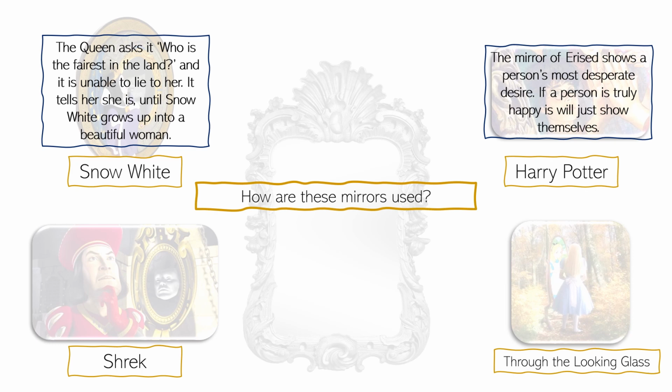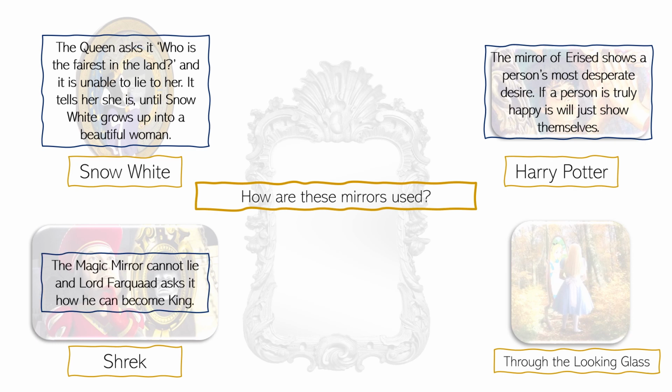Okay. Right then, Shrek. The mirror in Shrek is called the magic mirror. And again, like Snow White, it cannot lie. Lord Farquaad goes and steals it and asks it how he can become king. And it basically tells him that you can't become king without a princess. So therefore, that's how he goes about seeking Princess Fiona.